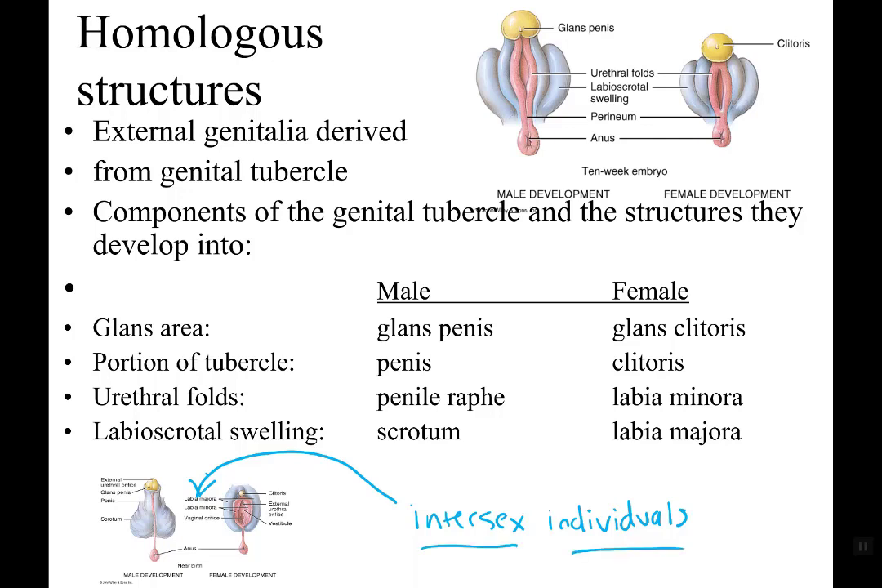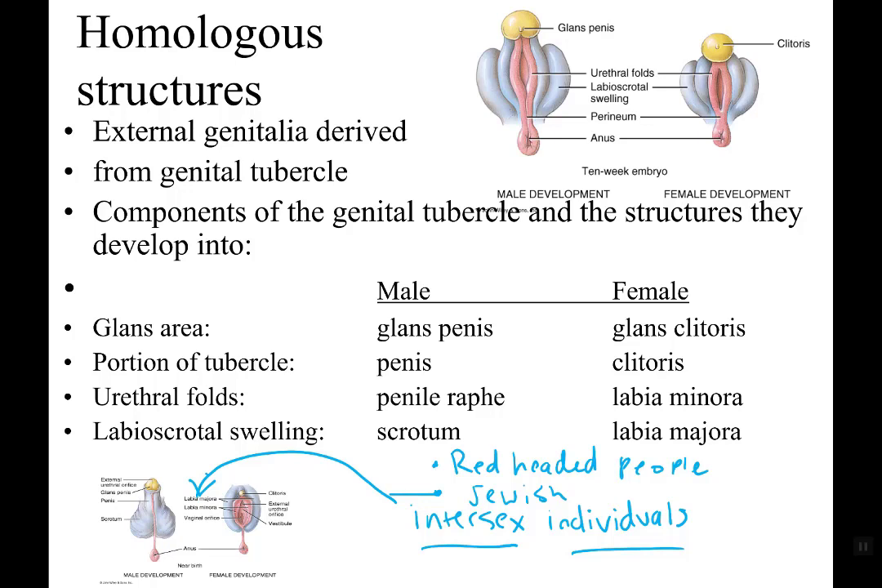intersex individuals exist in normal populations, and they're about as common as redheaded people. And they're also about as common in normal populations as people who identify as Jewish. So I'm not drawing a comparison between these groups other than to say they have frequency in common.